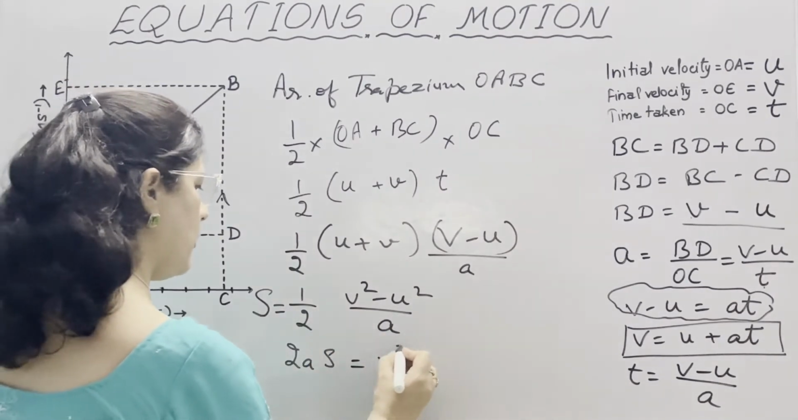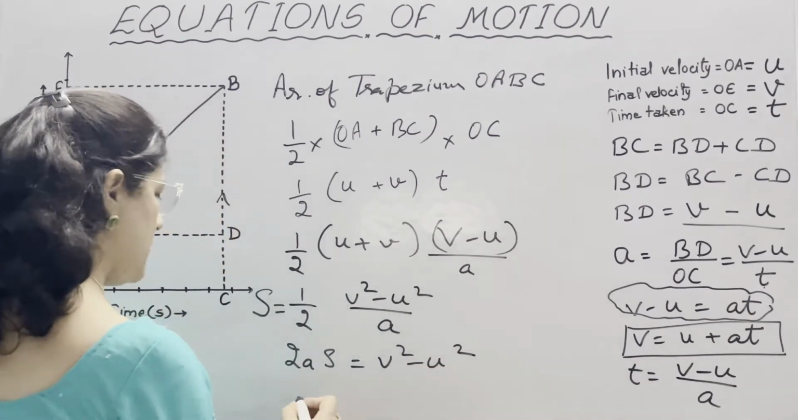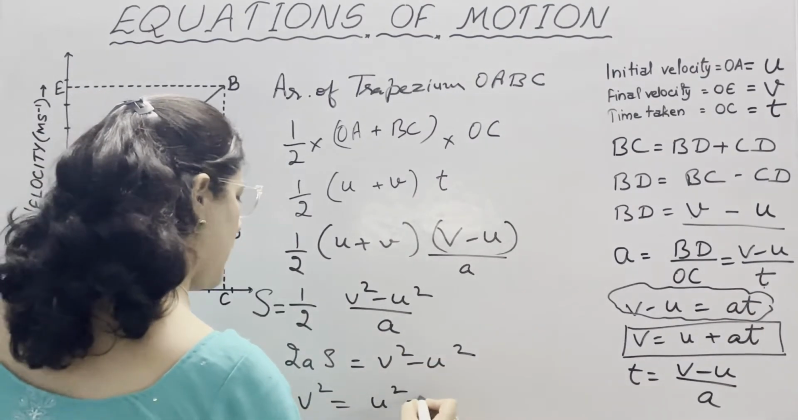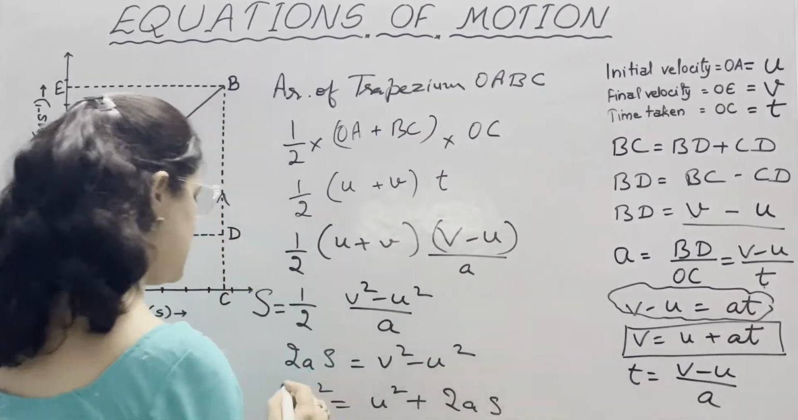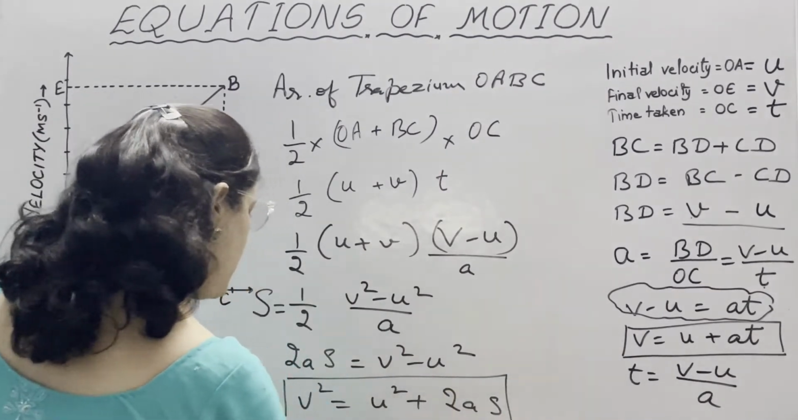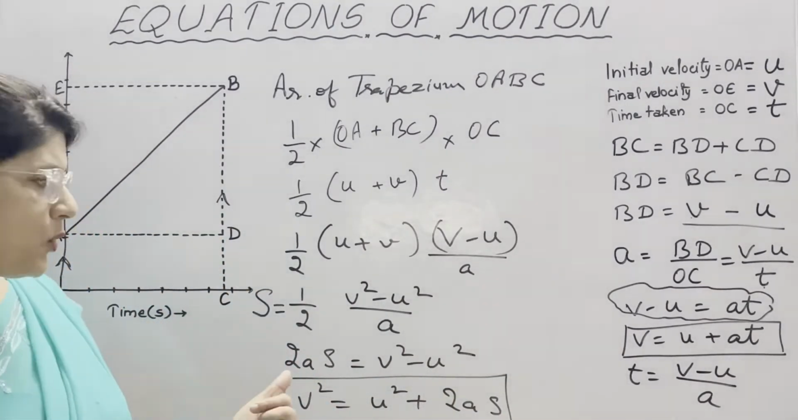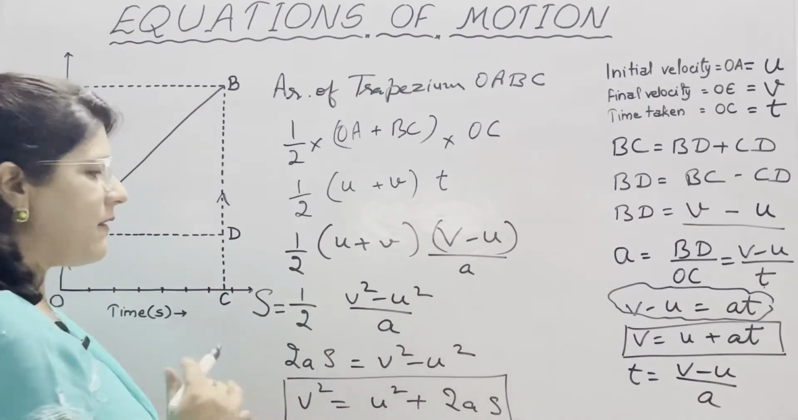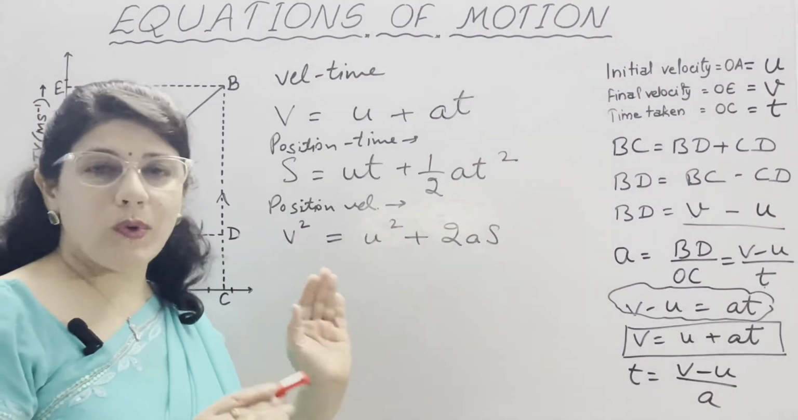2as is equal to v square minus u square. So v square is equal to u square plus 2as. This is our third equation of motion, which shows the relation between position and velocity. These are our three equations of motion.